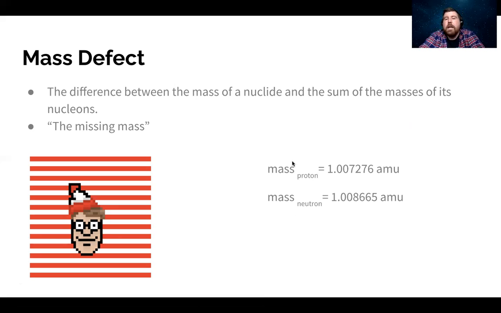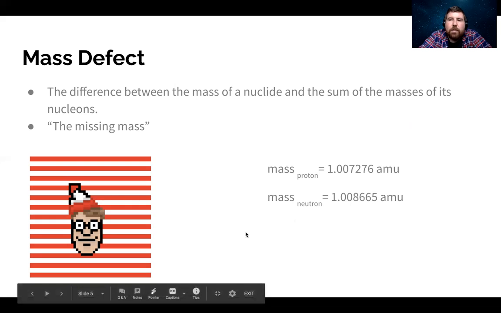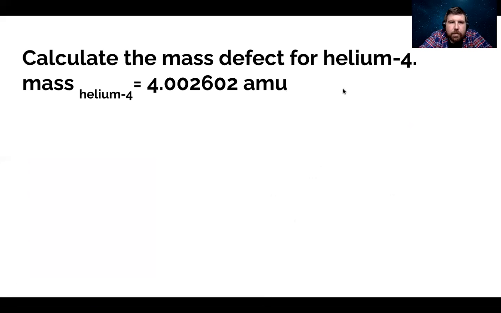The mass of a proton is 1.007276 AMU. The neutron is 1.008665 AMU. So for this, we need to consider the mass of each one of these particles. So let's go ahead and look at this here. Calculate the mass defect for the helium-4 isotope.